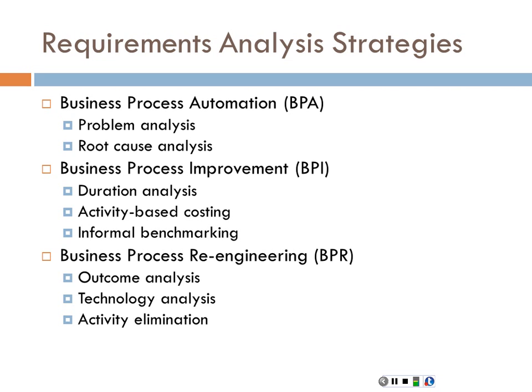So we've outlined a few techniques for that. Problem analysis, where you identify what the problems are, and then identify solutions through technology to address those problems. Business process improvement is a little bit more of a radical departure in terms of change in process, in the sense that you take an existing process and identify ways you can actually change the process to make it better. A variety of techniques is duration analysis, so figuring out how long it takes to do each step in the business process.